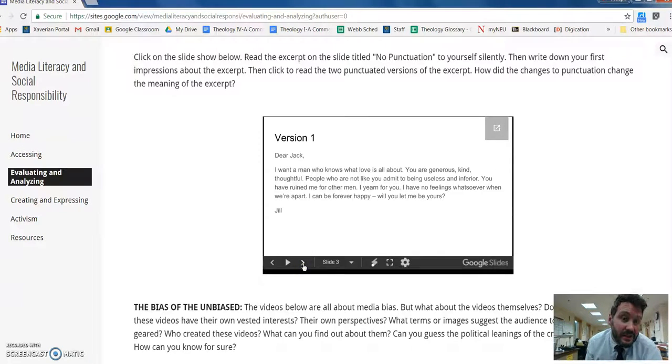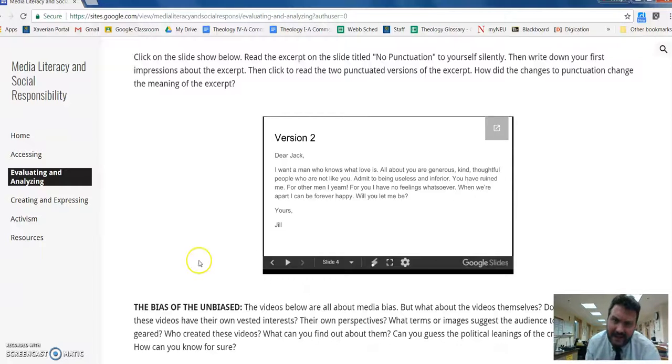But if you continue on to the next slide, you can see here's one version of how the punctuation comes together. And you can see that this is a love letter. Jill is asking Jack, will you let me be yours? Looking at the next version, however, same exact message, but now the punctuation has been changed. And we can see that this is not a love letter. In fact, this is a letter saying, please leave me alone.